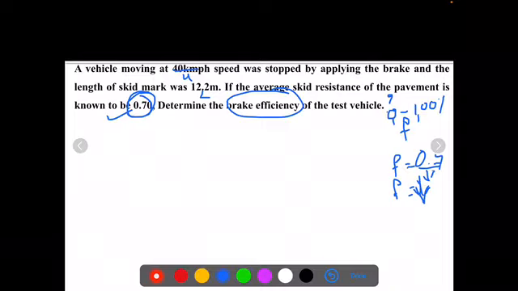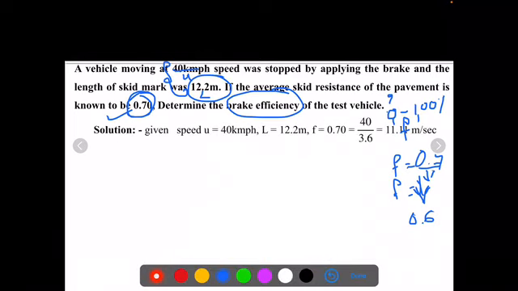So now we have to determine the brake efficiency of the test vehicle for the friction which has been developed with the condition of speed equal to 40 kmph and the skid mark of 12.2 meter. For these two conditions, determine the actual friction of the pavement, and then compare it with the designed value, and you will get the brake efficiency. So first, write down the data which is given to you.